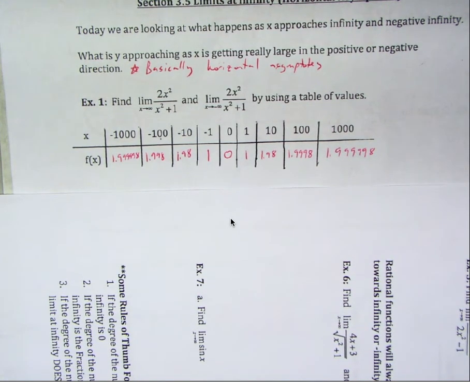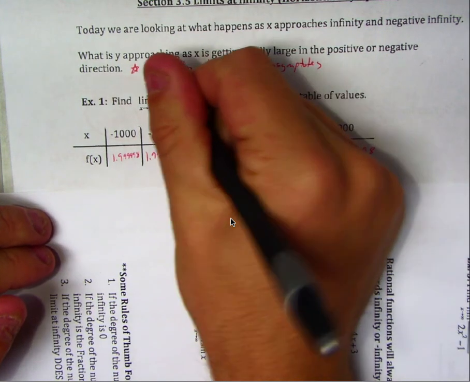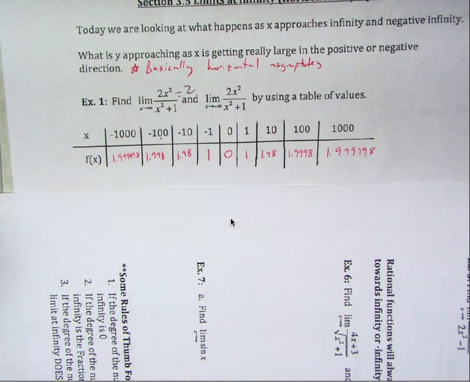But again, we're focusing on what's happening as x is approaching infinity and as x is approaching negative infinity. So look at what's happening as x is approaching infinity. As x gets really big, what is y approaching? 2. So for that question where it says find the limit as x approaches infinity, we would say equals 2. We're just looking at what the y value is as x is getting really big. And as x is approaching negative infinity, we're also approaching 2.